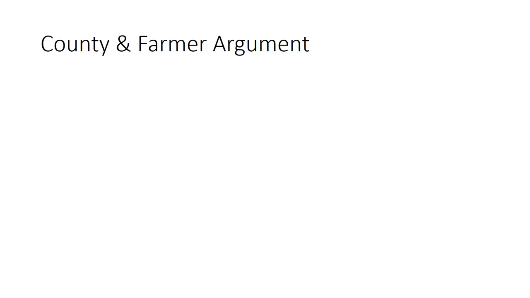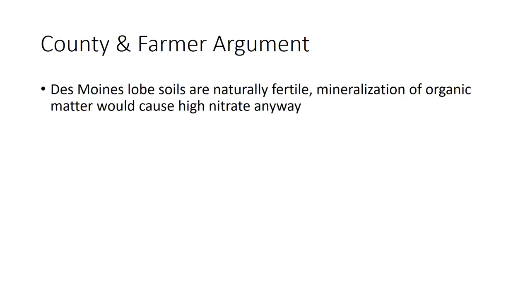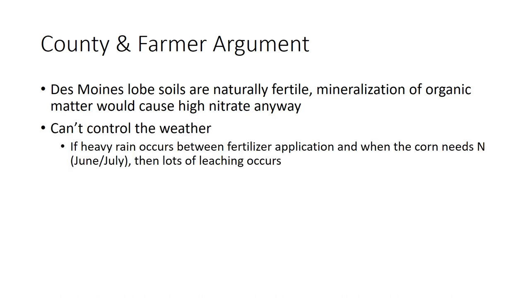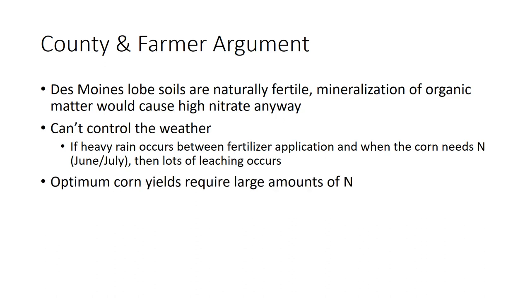Now, on the other side, the county and the regional water management districts and the farmers, their argument is that the Des Moines Lobe soils are naturally very fertile, and that there would always be mineralization of organic matter that would cause high nitrates in the water anyway. And they also can't control the weather. When the corn grows, where it's using the most water and the most nitrogen, is in June and July. But if there's heavy rains prior to that, then all the nitrate that's in the soil can get washed out. So that's when we get a lot of leaching.